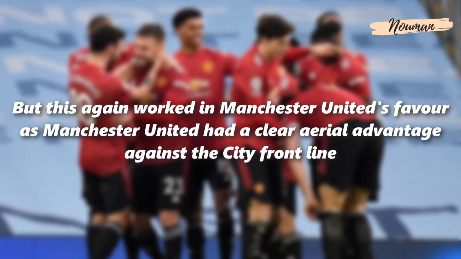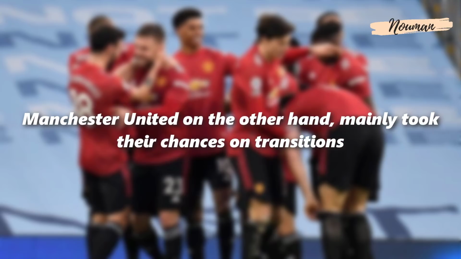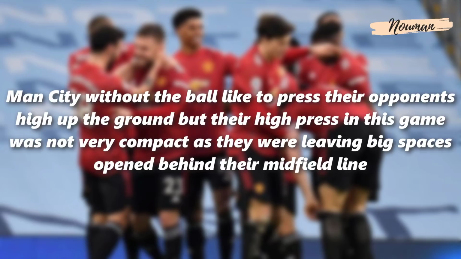But this again worked in Manchester United's favour, as Manchester United had a clear aerial advantage against the City front line. Manchester United, on the other hand, mainly took their chances on transitions. Man City without the ball liked to press their opponents high up the ground, but their high press in this game was not very compact, as they were leaving big spaces open behind their midfield line.